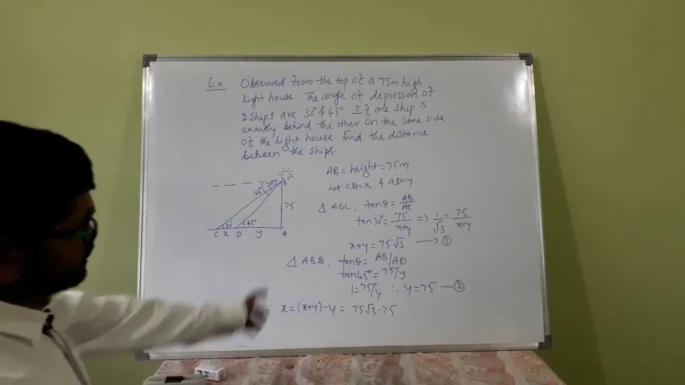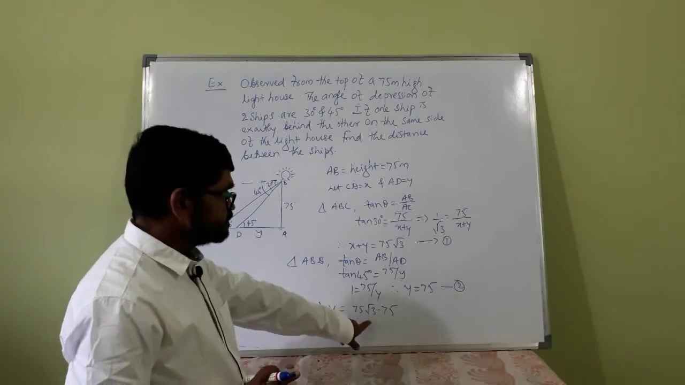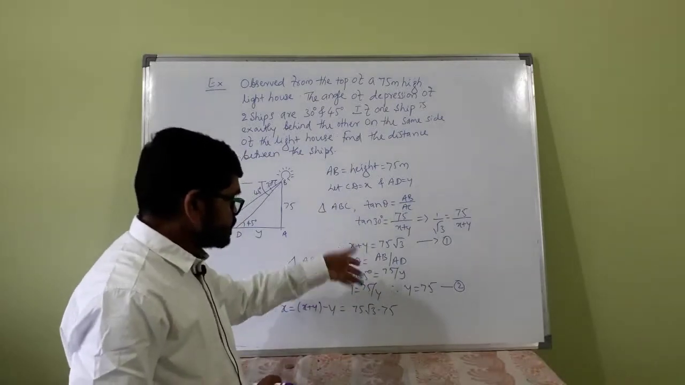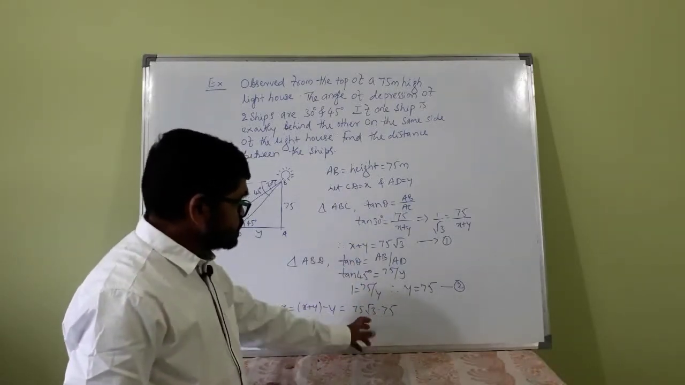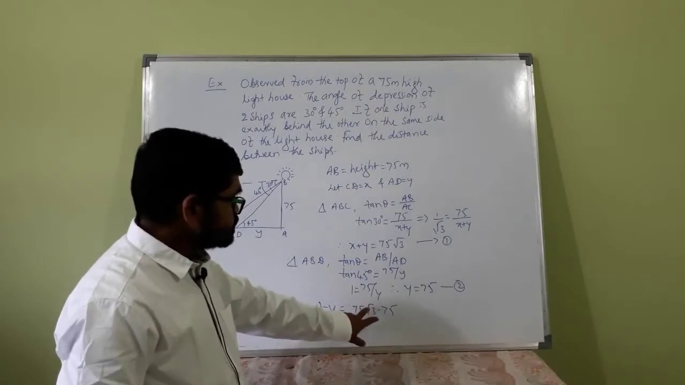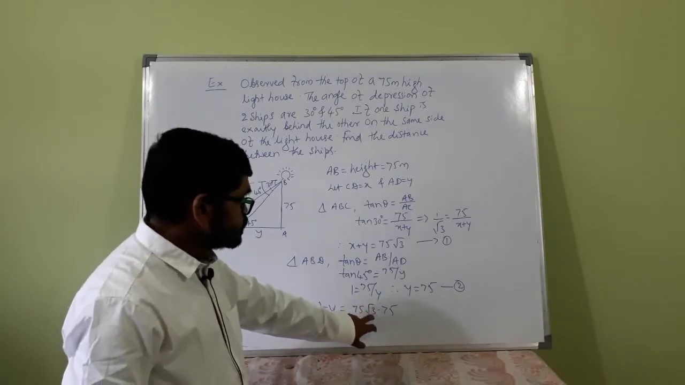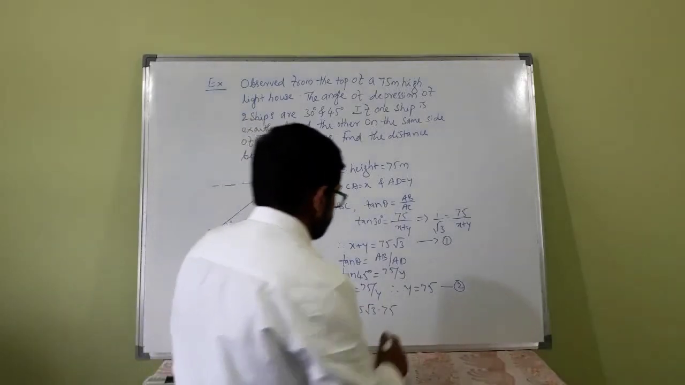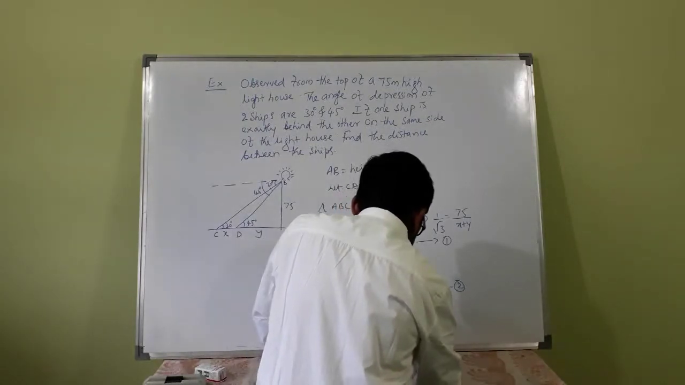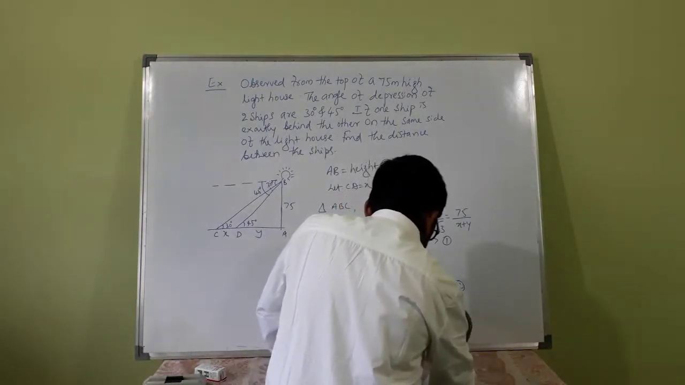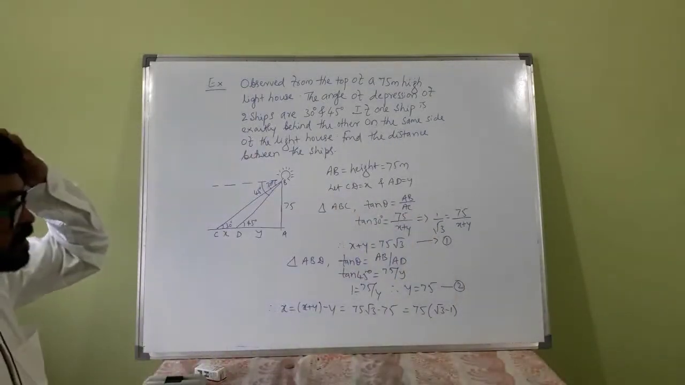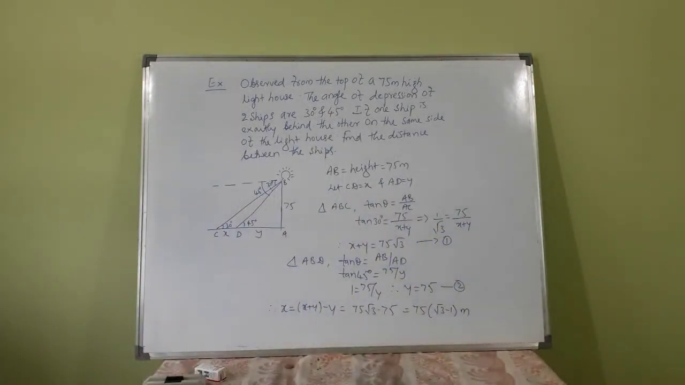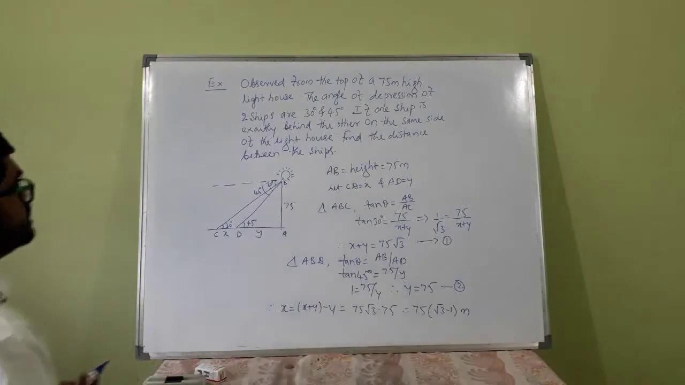See, don't do it like that. This is 75 times root 3. Root 3 means 1 point something, so you will get some 85 and odd, minus 75, and a certain number will come. If you write like this, that will lead to a wrong answer. 75 root 3 is not 75 plus root 3; it is 75 times root 3. So if you take 75 common, the required value is 75 times root 3 minus 1. That is the distance between the two ships, C and D.